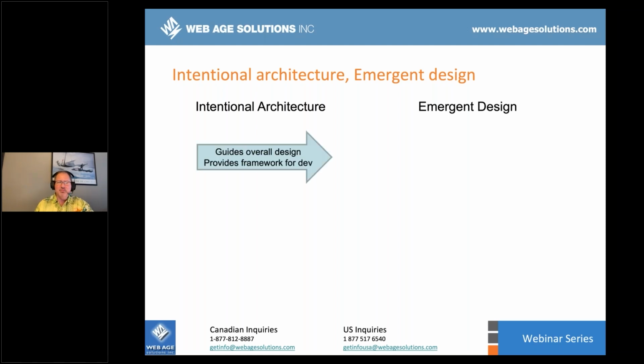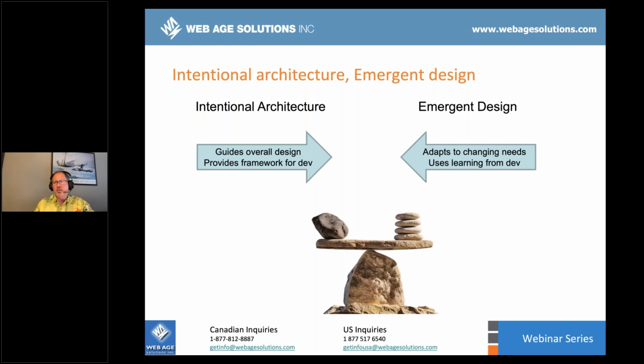Intentional architecture provides an overall design that a project can work towards, that the development team can work for. It essentially provides a framework for development. If we have an intentional architecture, it's the guide that we can build towards as we're actually building our software. But emergent design is kind of good too, because it gives us a way of adapting to changing needs. And I think more important, it makes use of learning that we achieve during the development process.